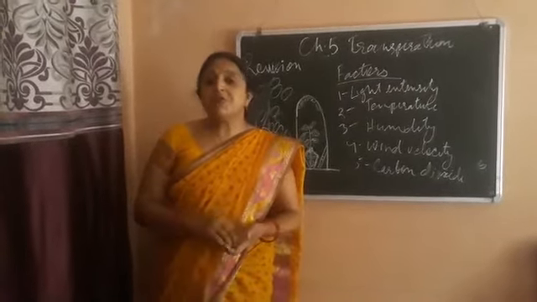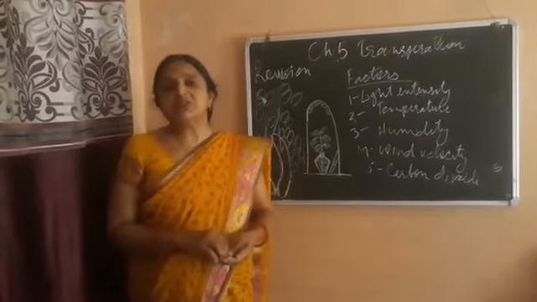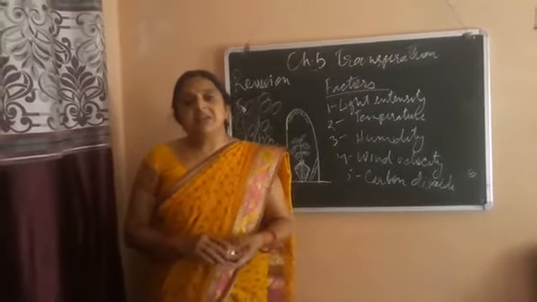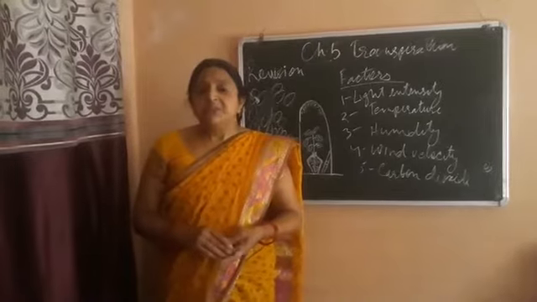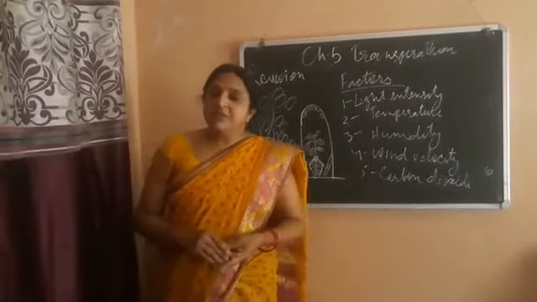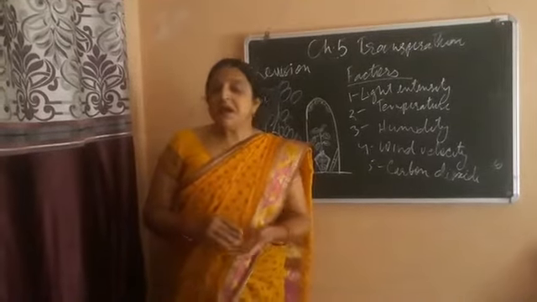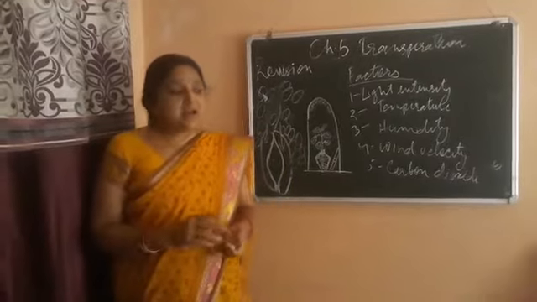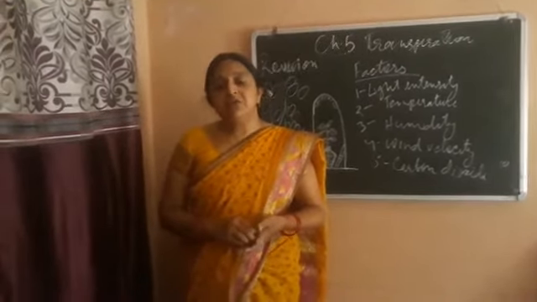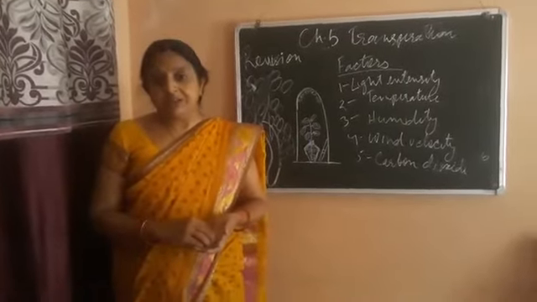Because of a higher rate of transpiration, wilting occurs. If the rate of transpiration is more than the absorption, then wilting occurs in the plant, even if it is well watered. Next is stunted growth. If there is more transpiration, the plant shows stunted growth. It does not show its growth or development properly.